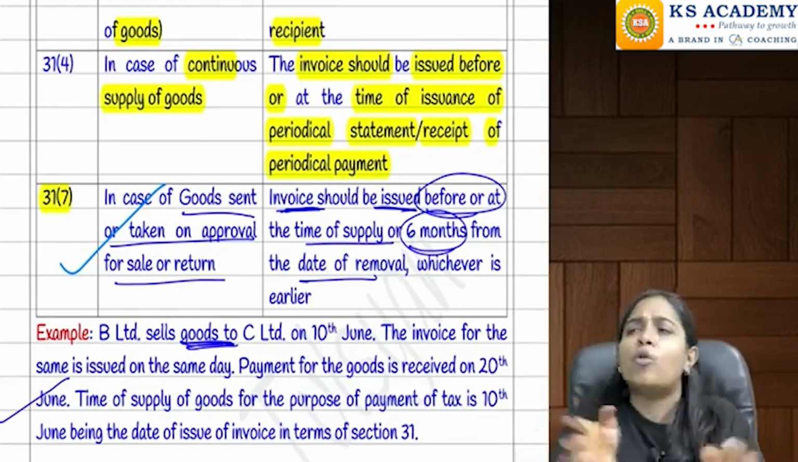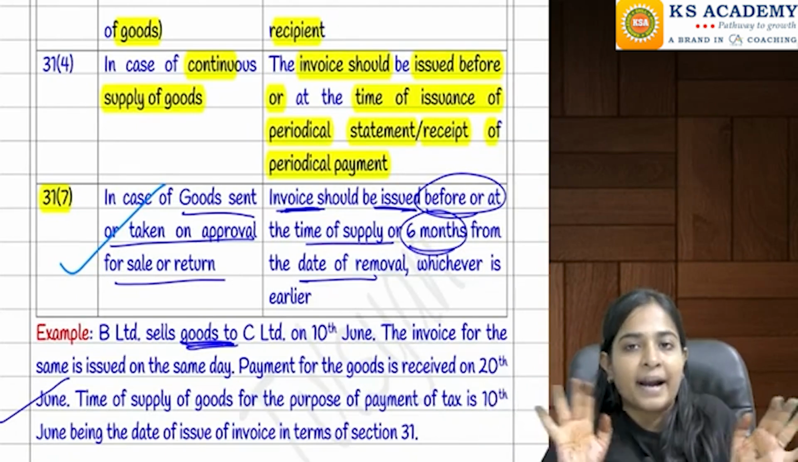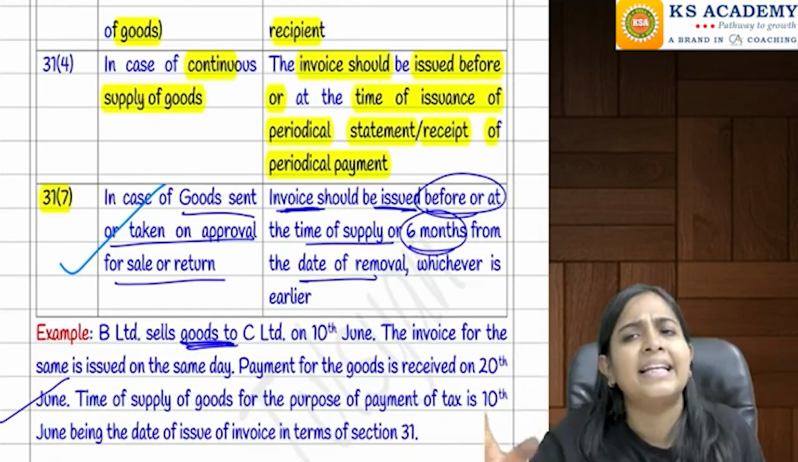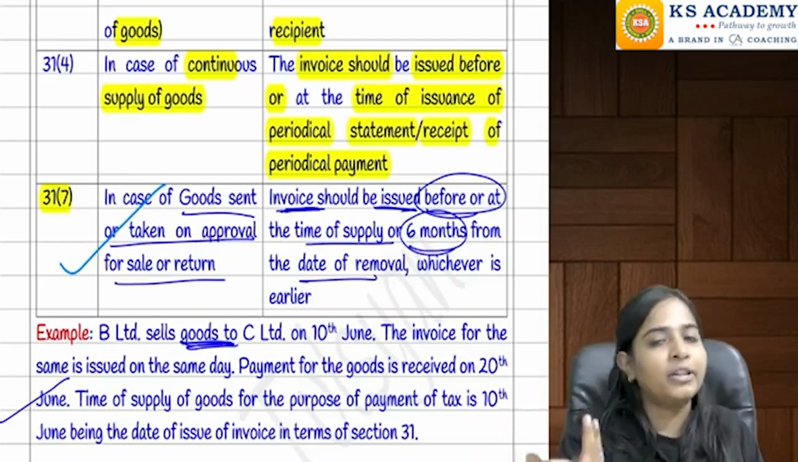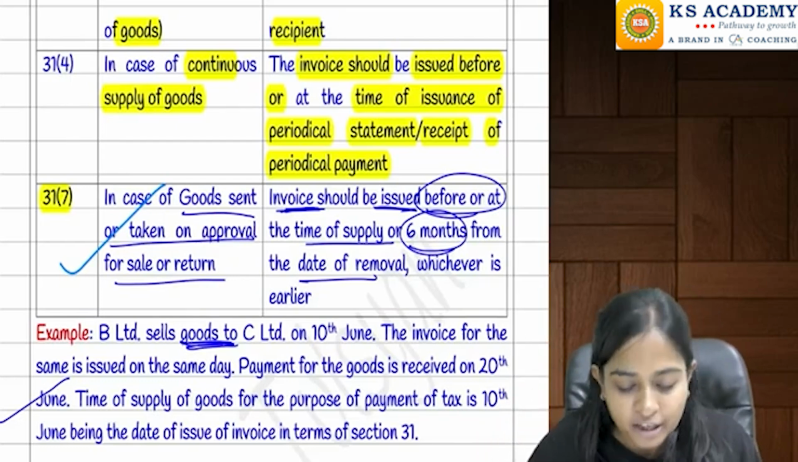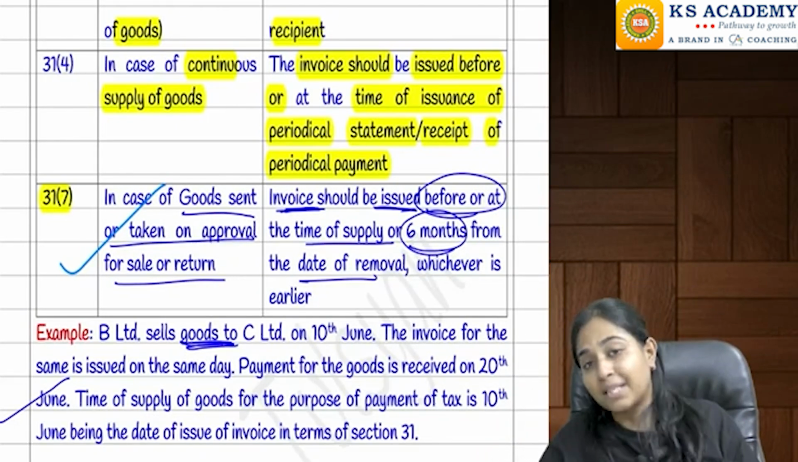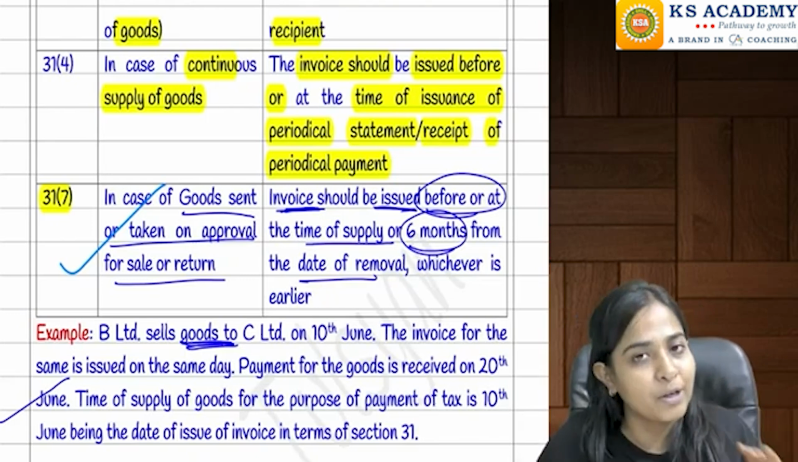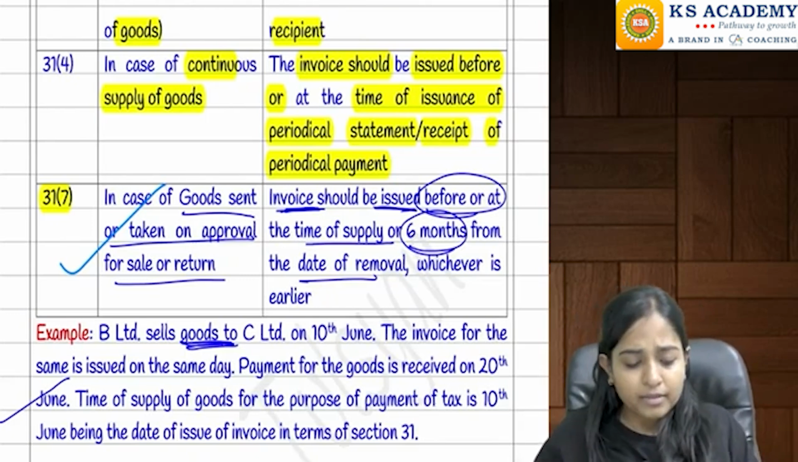Or if, let's say, you are very punctual, you are very systematic, and you give me the approval, let's say in the next 15 days itself, then on the date of supply, that is on the date of that particular approval given by you, maximum by that particular day, I am required to issue you the invoice. Are you clear with this?